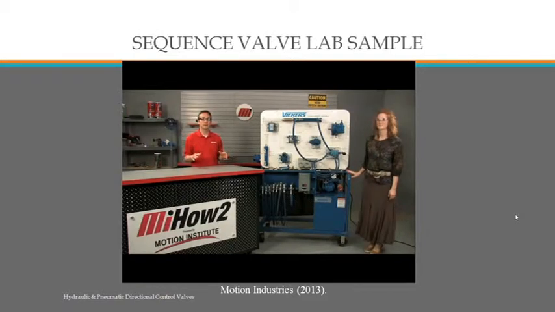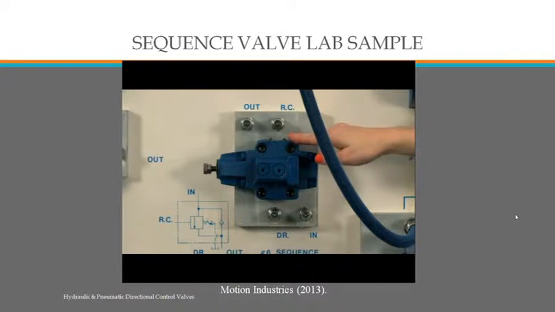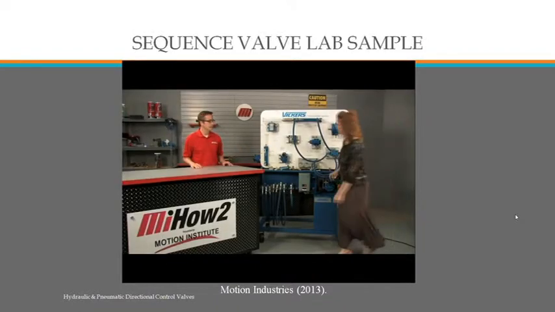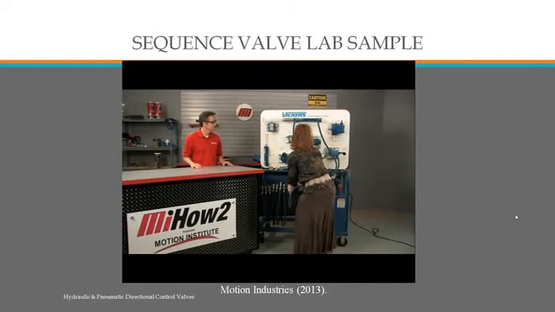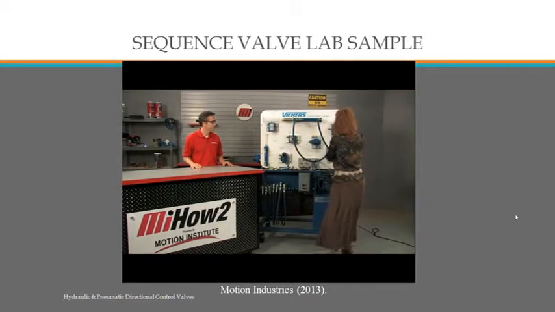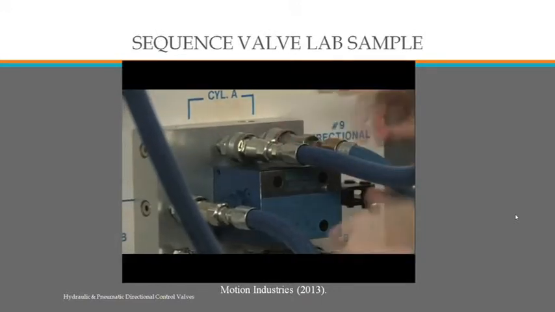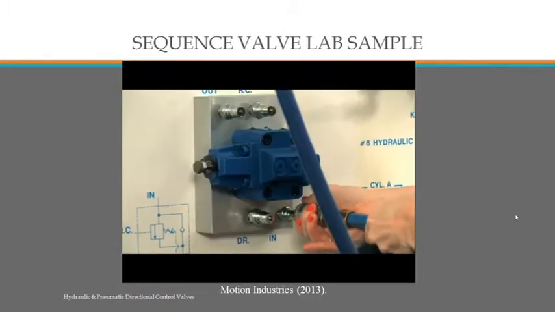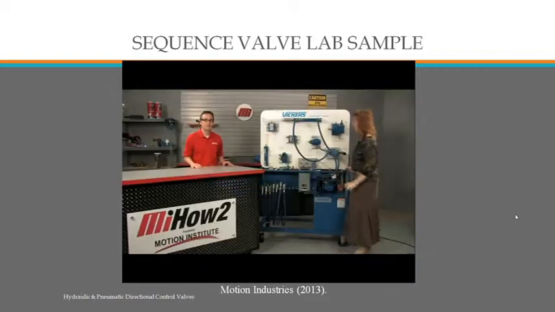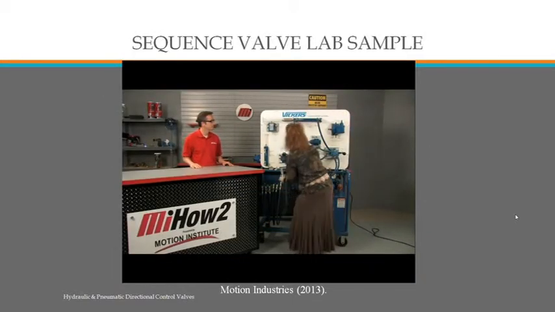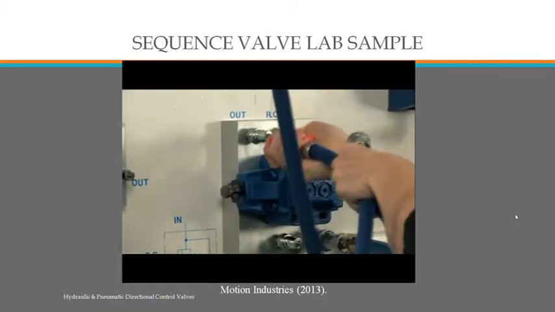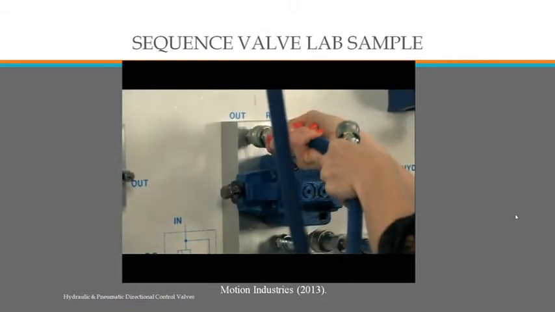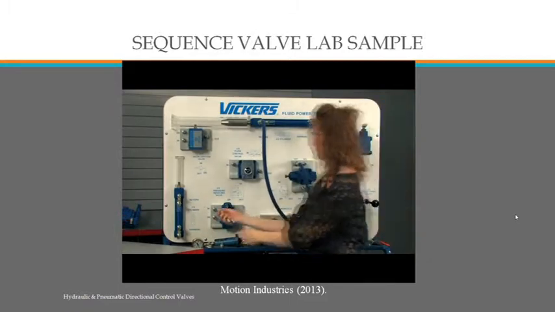Okay, so what we want to do now is hook up the vertical cylinder using the sequence valve. First, Elise will run a hose from the A port of the directional valve to the in port of the sequence valve, and from the out port of the sequence valve to the blind end of the vertical cylinder.